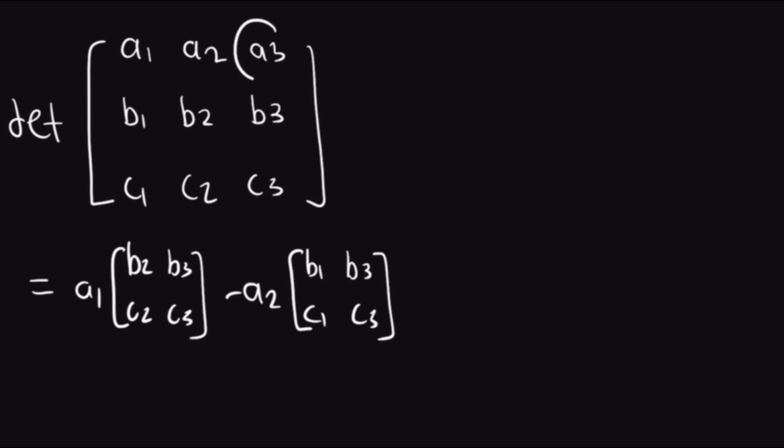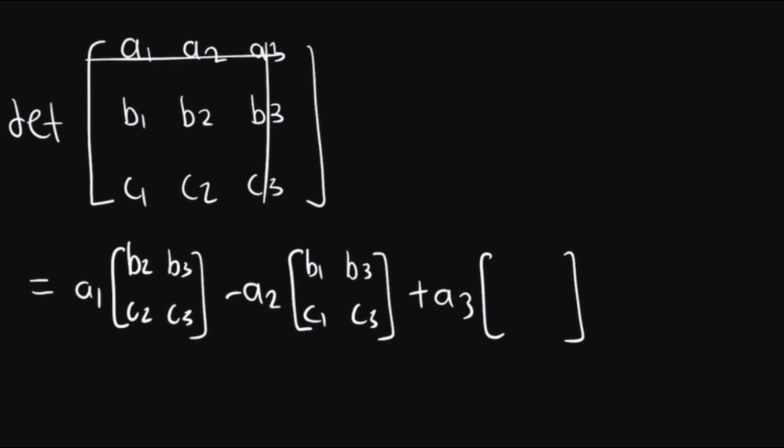And next, you take the third element of the first row, A3, and you add it. So what you're doing is alternating between addition and subtraction. And once again, multiply by the 2 by 2 matrix, and you cross out the column and row A3 is in, and you're left with 4 values. And it is B1, B2, C1, and C2.